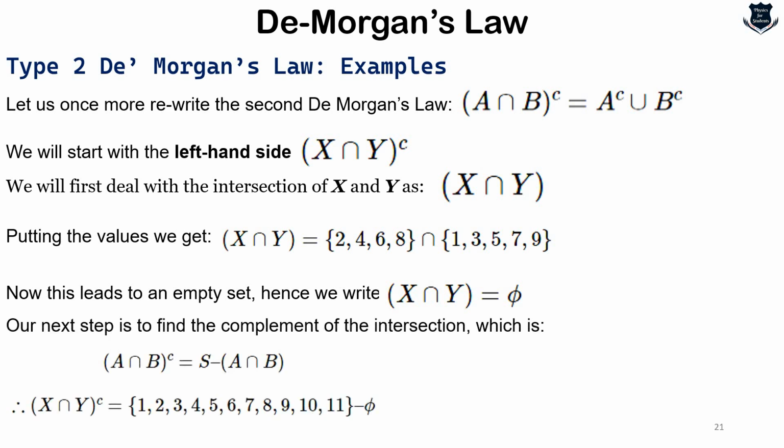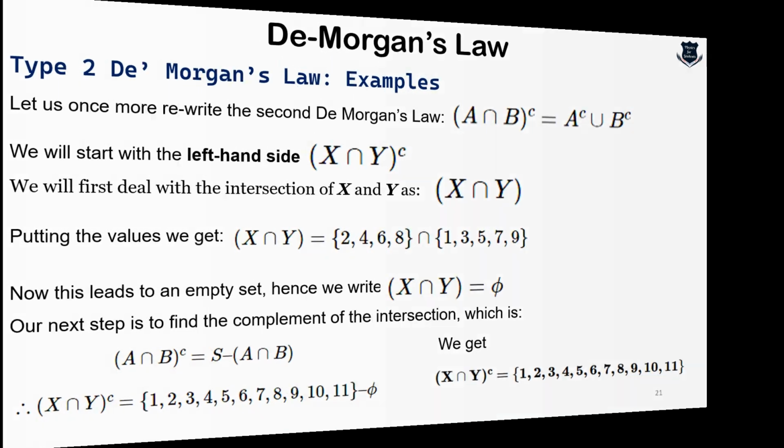So our next step would be to find the complement of the intersection, which is this one, and then we subtract it from the empty set phi, and we get this. So we have already got the intersection. X intersection of y complement is this number.